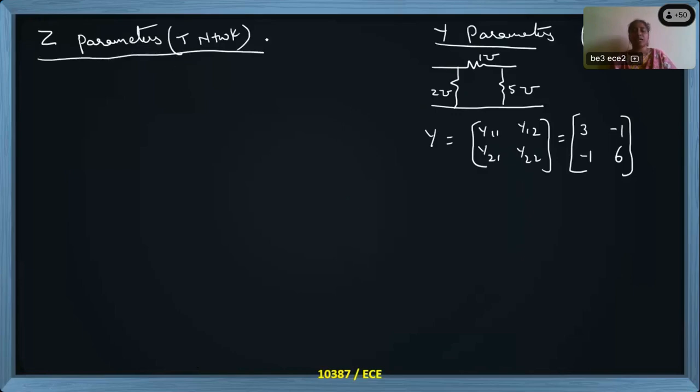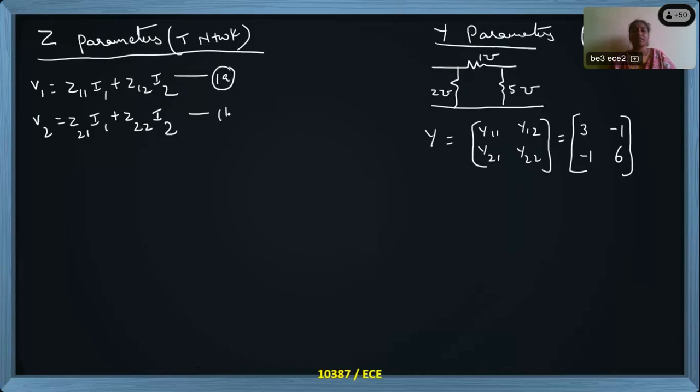Otherwise, write down the KVL equations. Okay, KVL equations. What are the equations governing Z matrix? V1, V2 are the voltages. V1 equals Z11 I1 plus Z12 I2. Next, V2 equals Z21 I1 plus Z22 I2. You have to write KVL equations, get this equation 1A, 1B, then you can find the values of Z. Okay, 4 Z values are there. So like that, using KVL, you have to go with, in any general circuit, you have to use KVL.